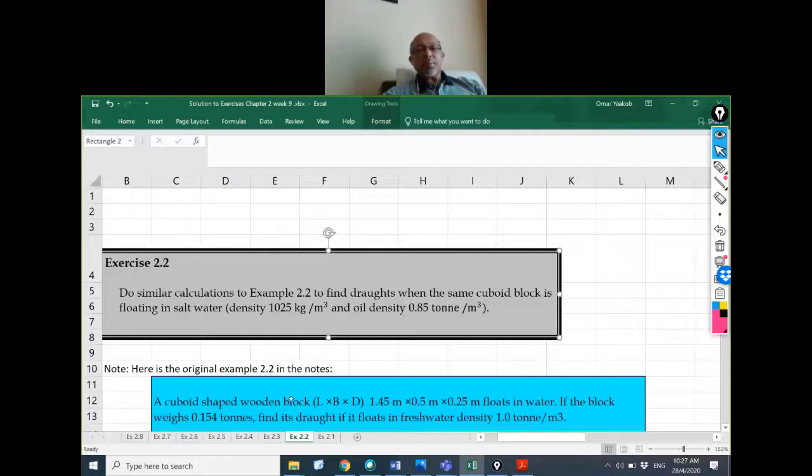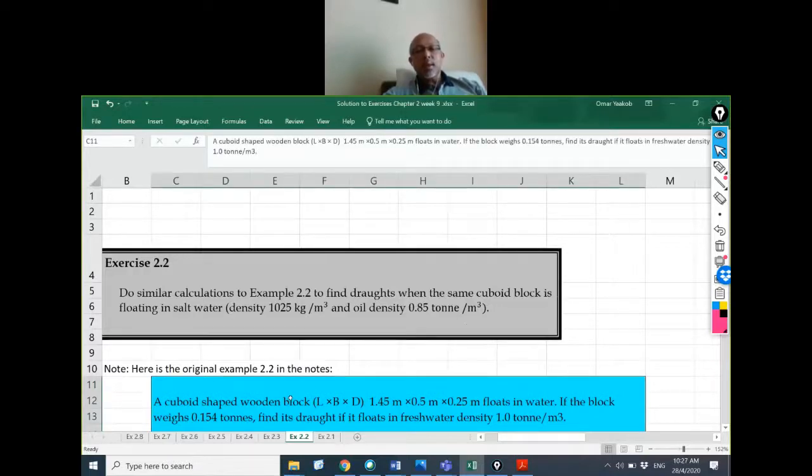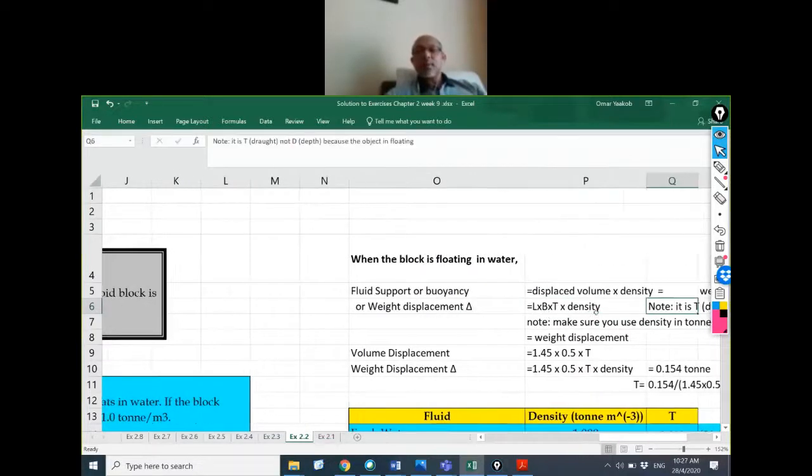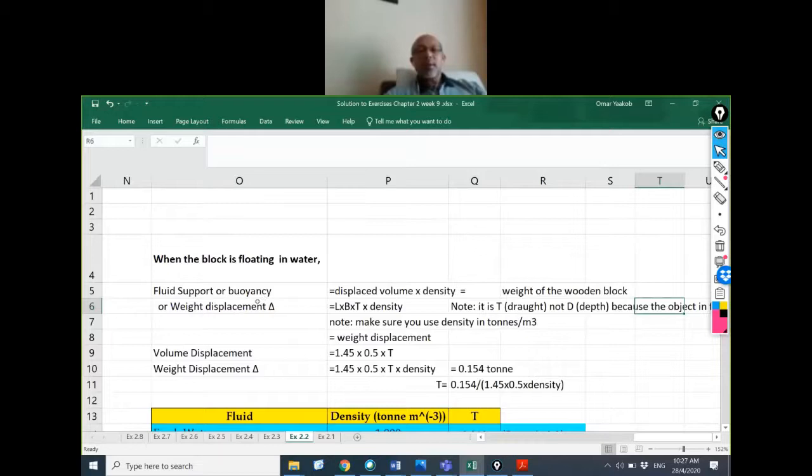Okay, so this is example 2.2 in the blue one, example 2.2 in the notes. It's shown already the steps how to calculate this. So exercise 2.2 is similar to that. Do similar calculations as example 2.2 to find draft when the same cuboid block is floating in salt water and oil density 0.5. So basically, it just asks you to do the same calculation but with a different density.